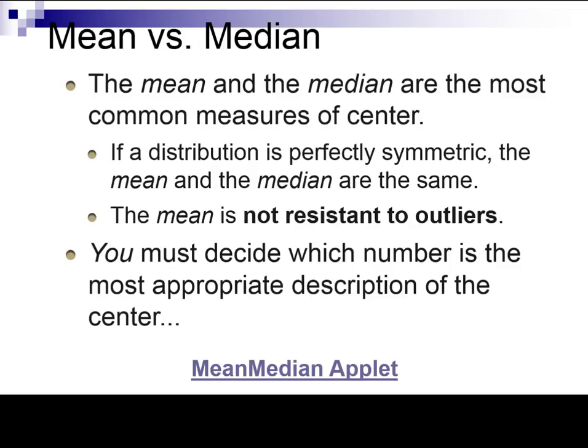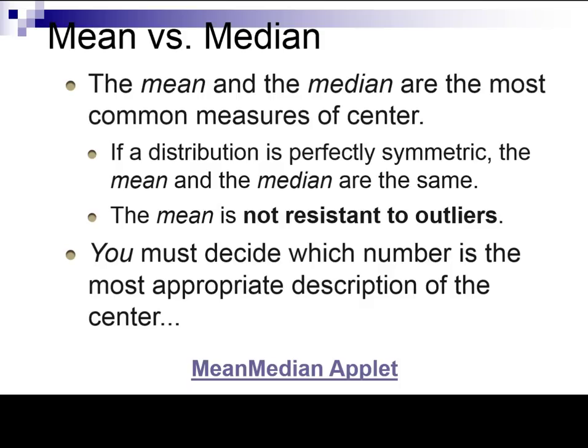Now, what's the difference between those? What is the difference between them? They're both measures of center, right? What do you got? The mean's the average of the data, and then the median is the middle number. Okay. Something simple to understand, or the biggest difference that I want you to know.